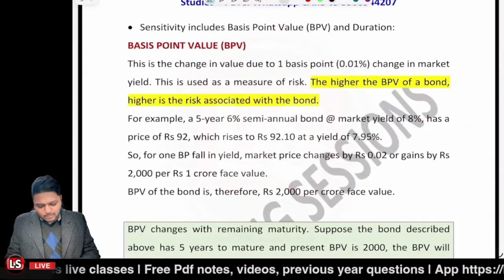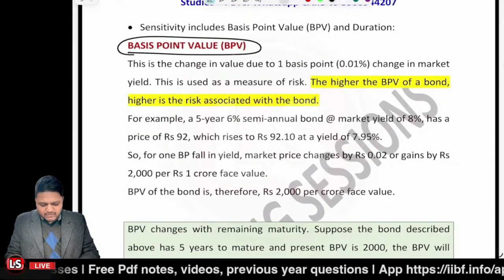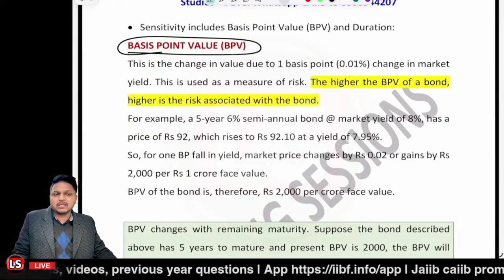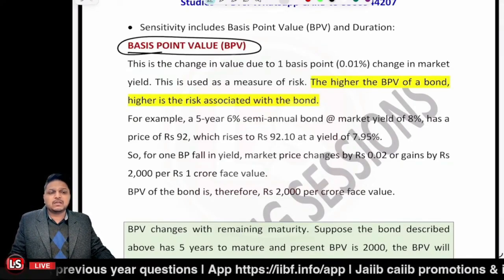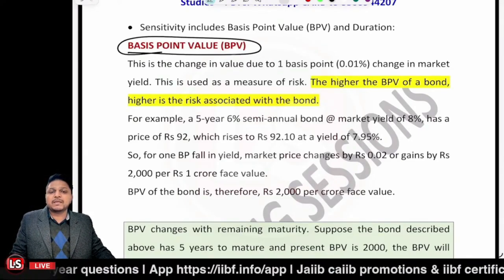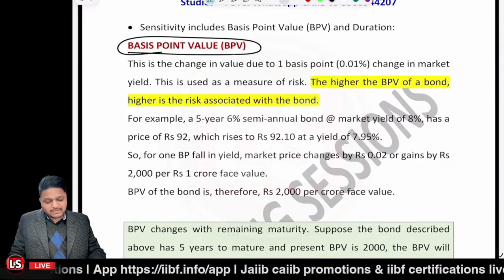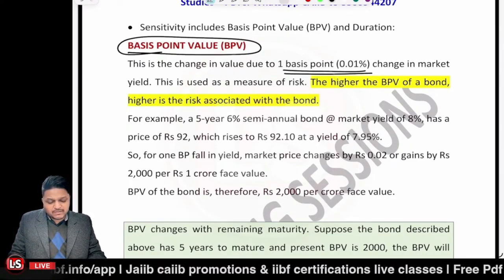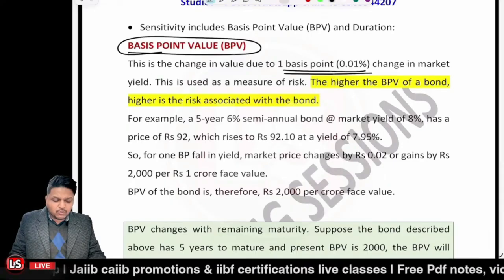After that, it's related to BPV. BPV is also related to sensitivity. But in case of the BPV, we are going to check for the basis point value, and one basis point is equal to 0.01%.